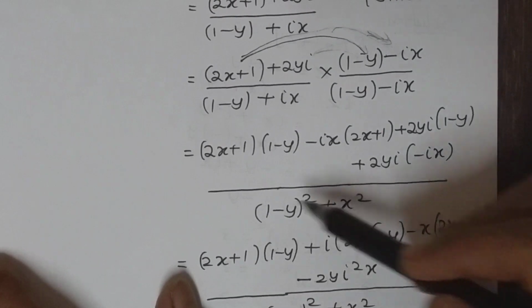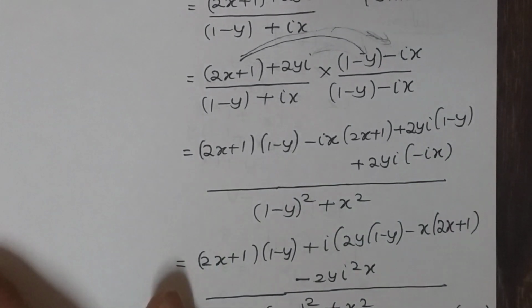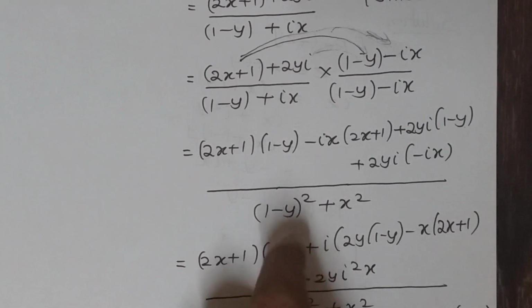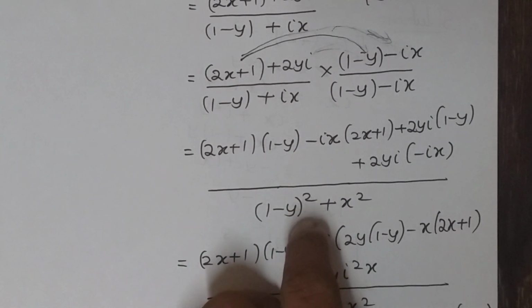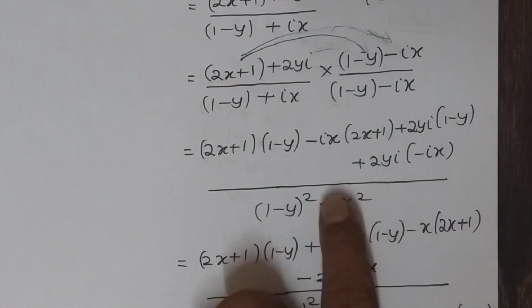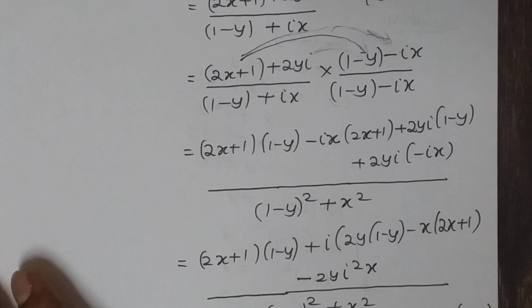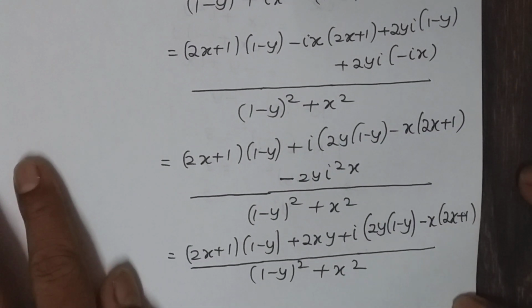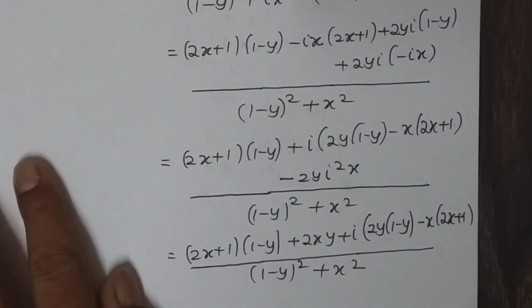ix. The denominator is no problem students, because it is of the form a plus ib into a minus ib. So a plus ib into a minus ib gives a square plus b square, we know the formula, fantastic formula. Now 1 minus y the whole square, real part square plus imaginary part square. Okay, denominator no problem students. Now I want to arrange this whole thing in the form of a complex number, then only I can take the imaginary part to 0.